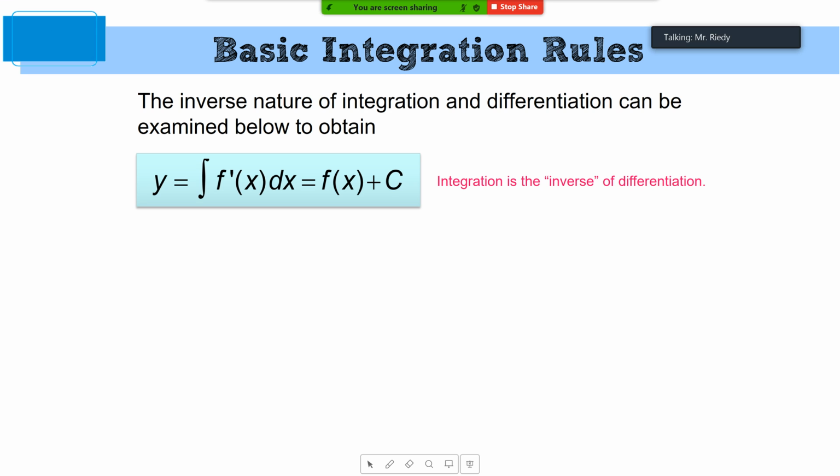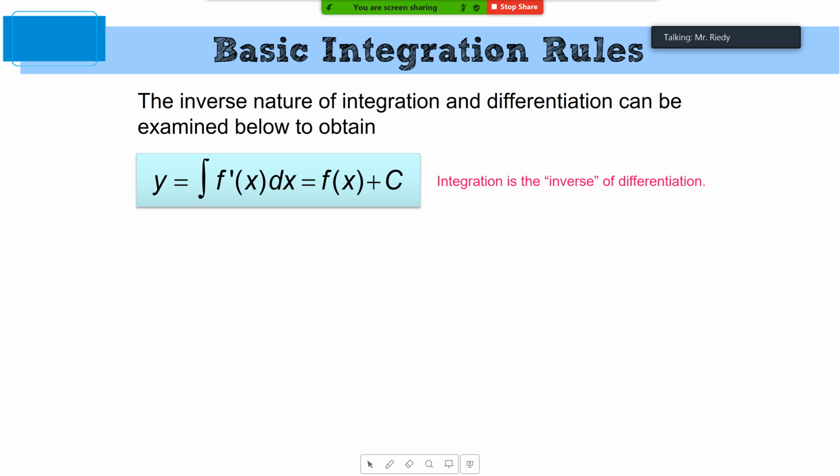I talked about the fact that the antiderivative and the derivative are kind of like inverse functions. So in this case, what I'm doing is I'm taking the antiderivative of a derivative and ending up with the original function. Does that statement make sense? Yes or no? Kind of? Yes. Okay.